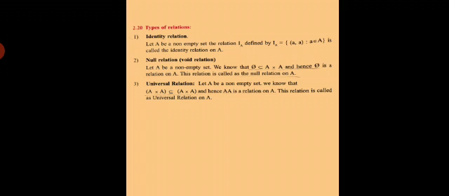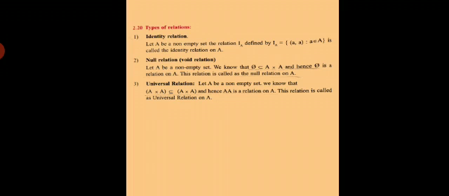Similarly, null relation: let A be a non-empty set, and the null set is a subset of A cross A. Here, the null set is denoted by the symbol ∅, and it is a relation on A. This relation is called a null relation on set A.